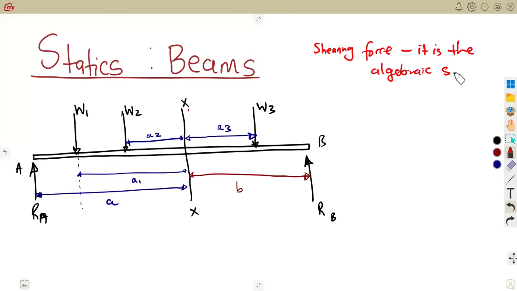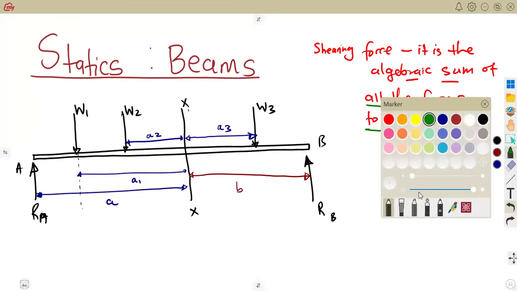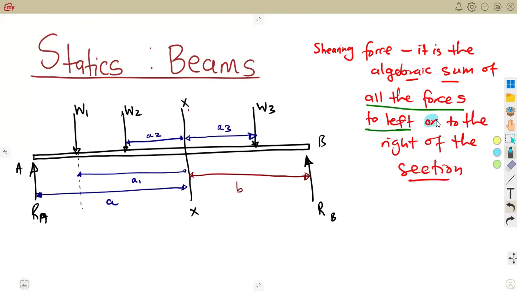Take note, once we say algebraic sum, you have to add all the given conditions that we have there. What is it about? It's about all the forces. Algebraic sum of all the forces, meaning to say to the left or to the right of the section. We must be careful in this presentation that is given here, guys. All the forces, we are supposed to add them, but to the left, or you can work them to the right of the section.